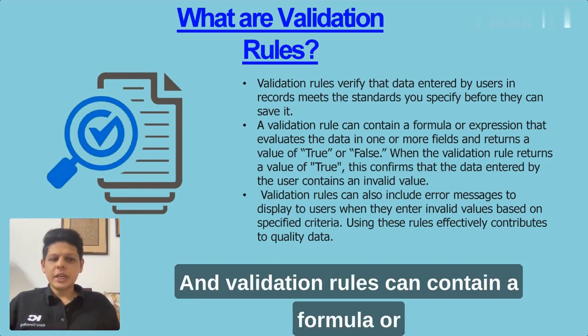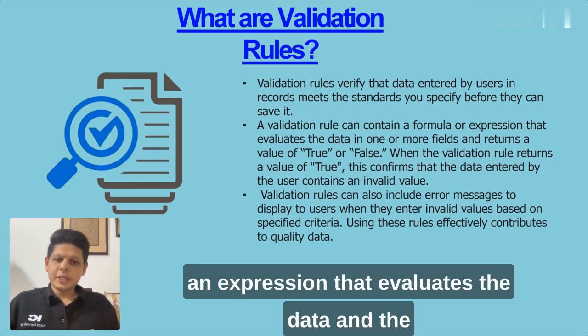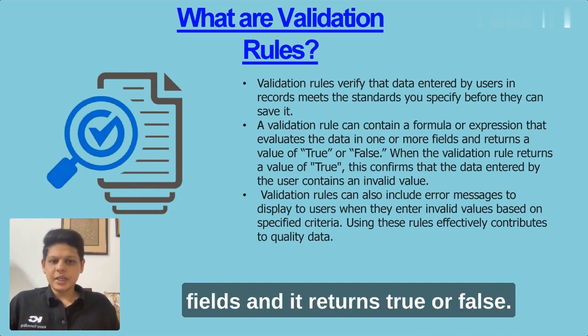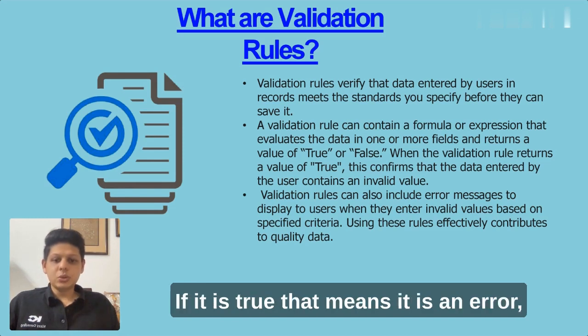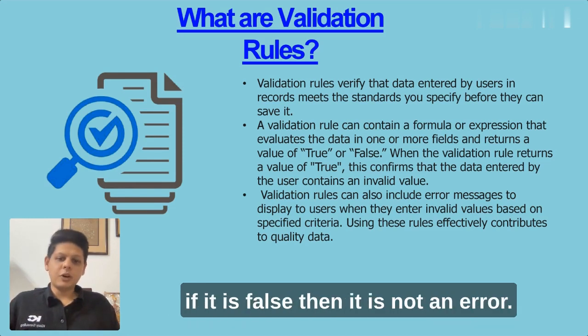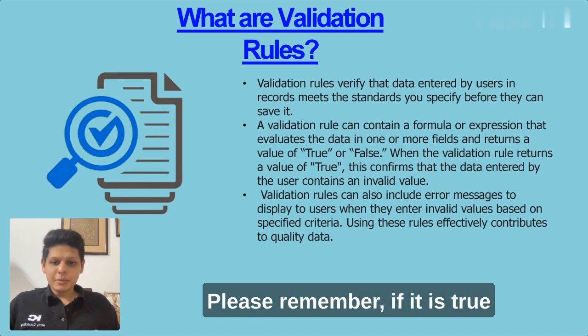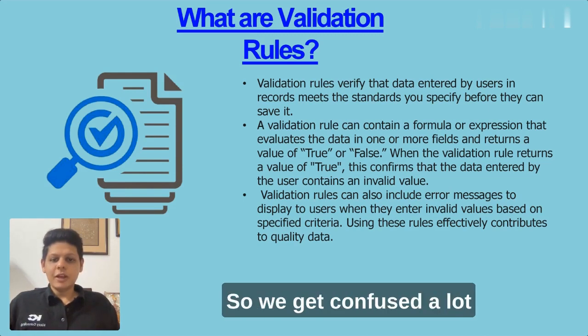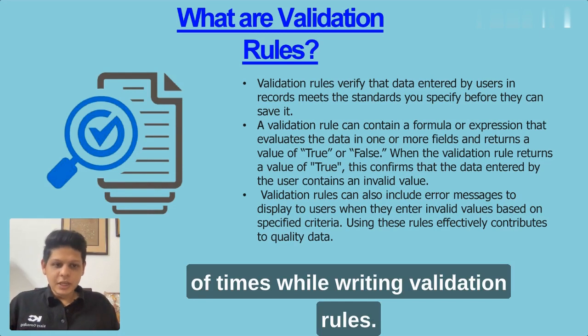And validation rules can contain a formula or an expression that evaluates the data in the fields, and it returns true or false. If it is true, that means it is an error. If it is false, then it is not an error. Please remember, if it is true, then it is an error. We get confused a lot of times while writing validation rules.